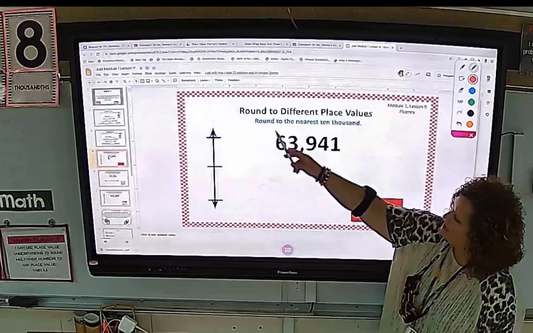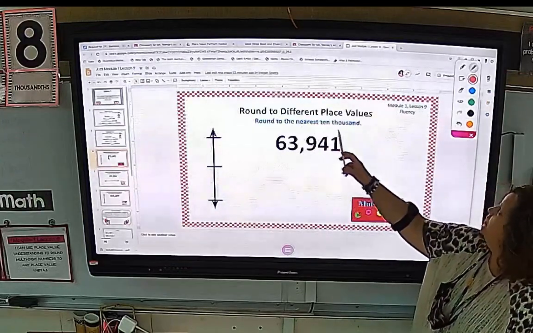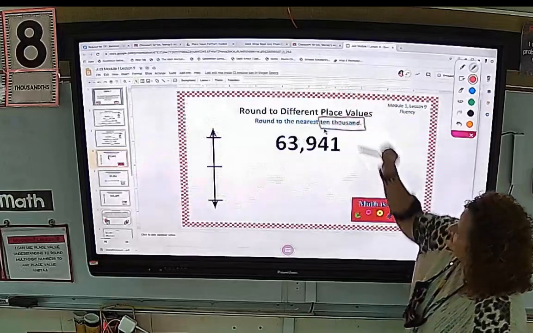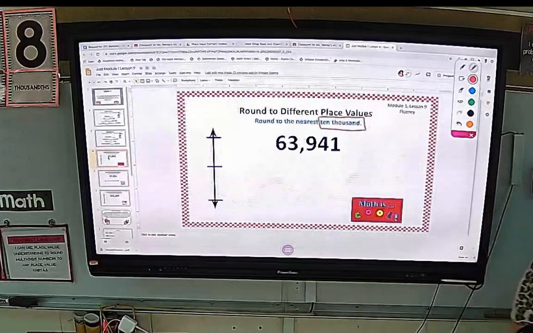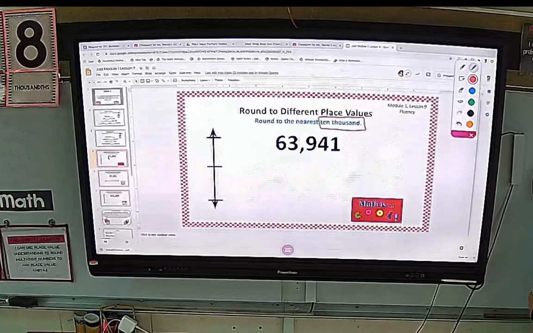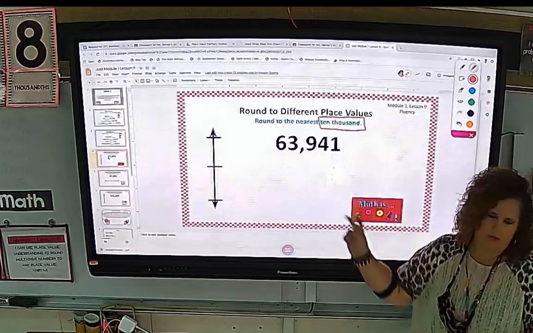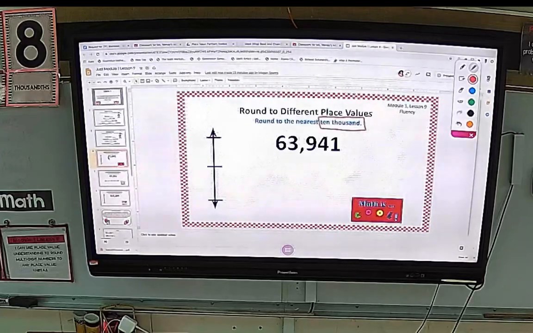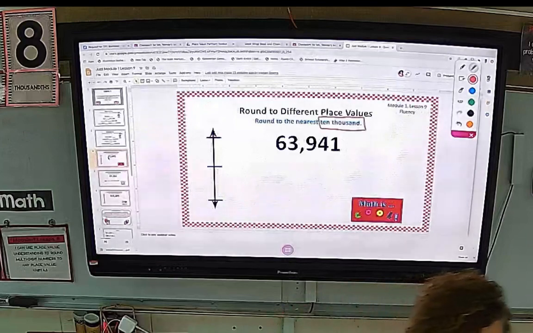So our directions tell us to round to the nearest what? 10,000. Okay, 10,000. Really, our directions and our question are kind of the same right here. We've got this number. Let's go ahead and get out your whiteboards, your markers. You do not need your place value chart, so don't worry about that.